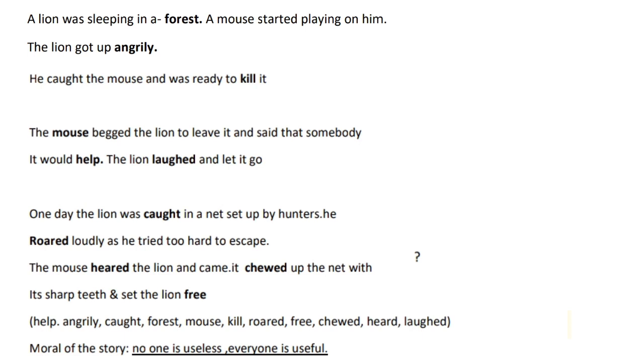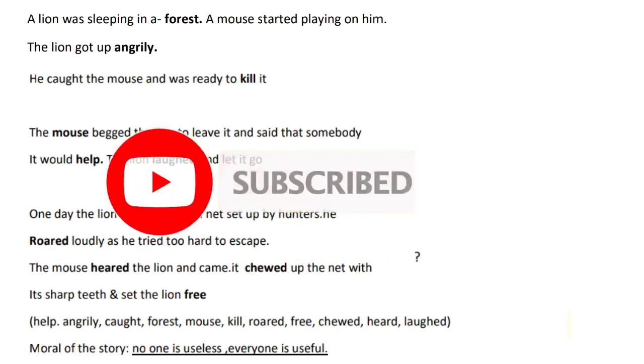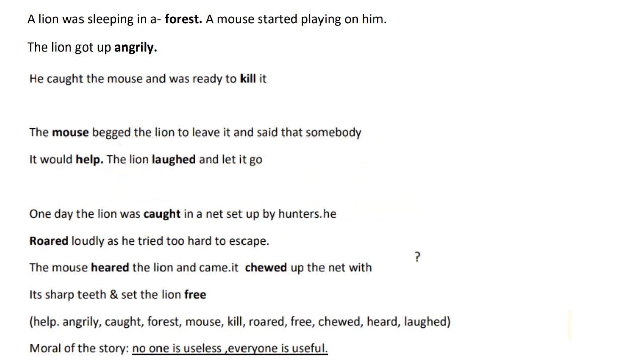One day the lion was caught in a net set up by hunters. He roared loudly as he tried too hard to escape. The mouse heard the lion and came. It chewed up the net with its sharp teeth and set the lion free.